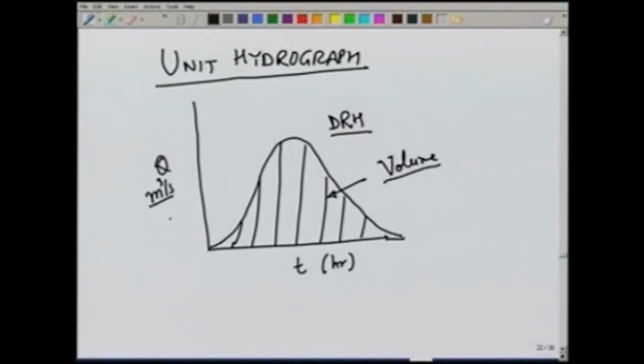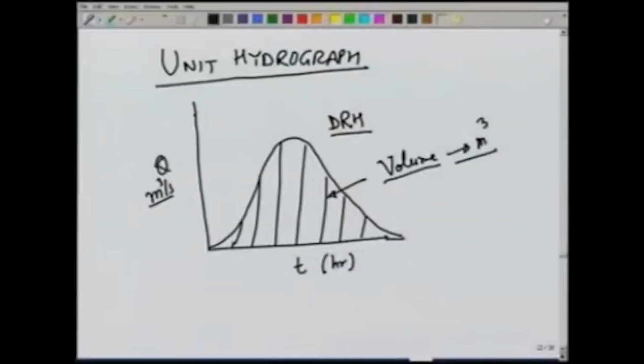If they are in different units, meter cube per second and hours, then we have to accordingly multiply it with a constant to get the volume in meter cube. So, this volume would be, let us say we have obtained this volume in meter cube. So, what does this volume indicate? This DRH is because of some ERH, which has intensity I and duration D.